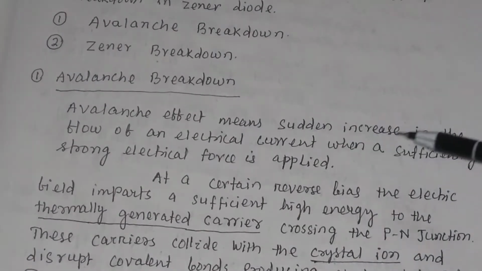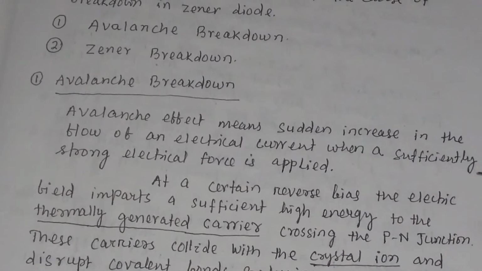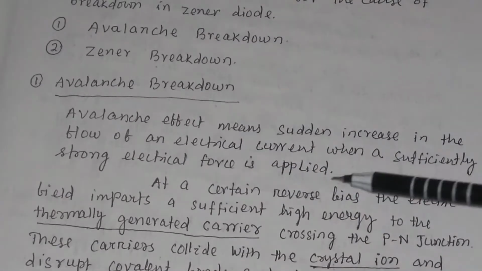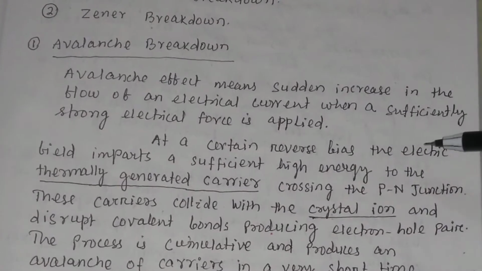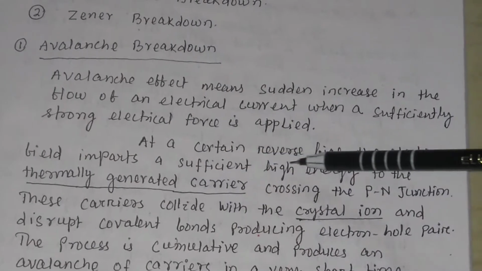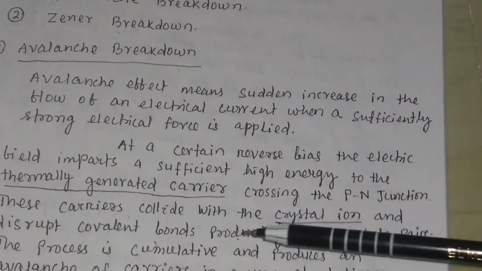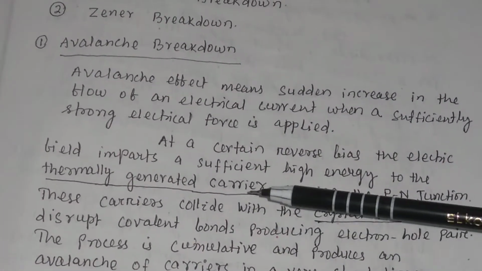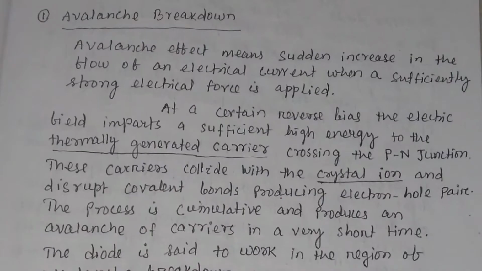Avalanche effect means sudden increase in the flow of an electrical current when a sufficiently strong electrical force is applied. At a certain reverse bias voltage, the electric field imparts a sufficiently high energy to the thermally generated carrier. Remember, in case of avalanche breakdown, the electric field is applied to the thermally generated carrier crossing the PN junction.